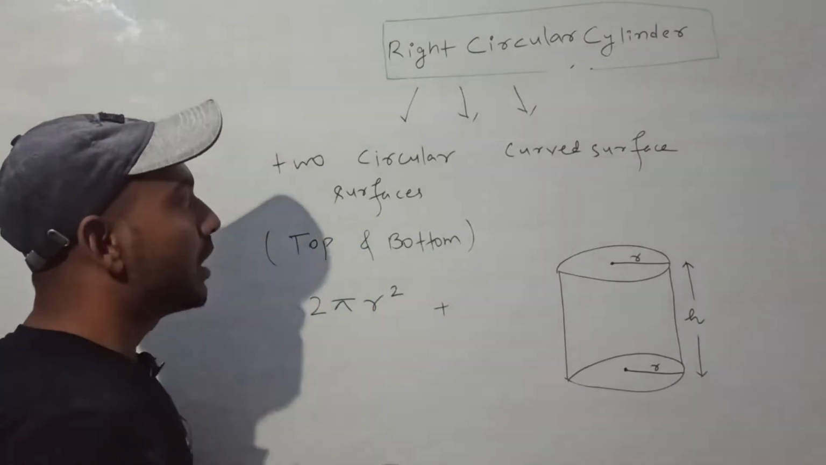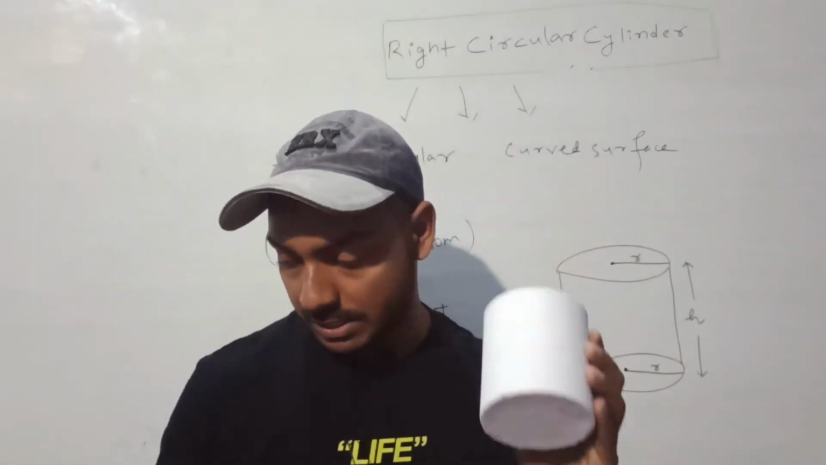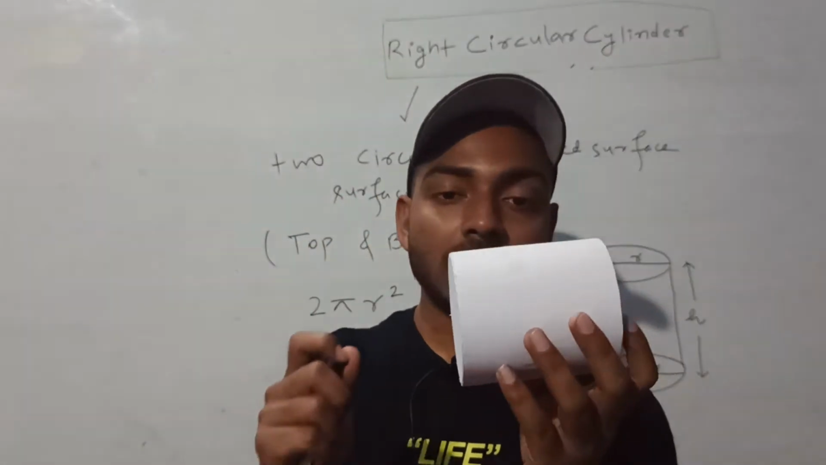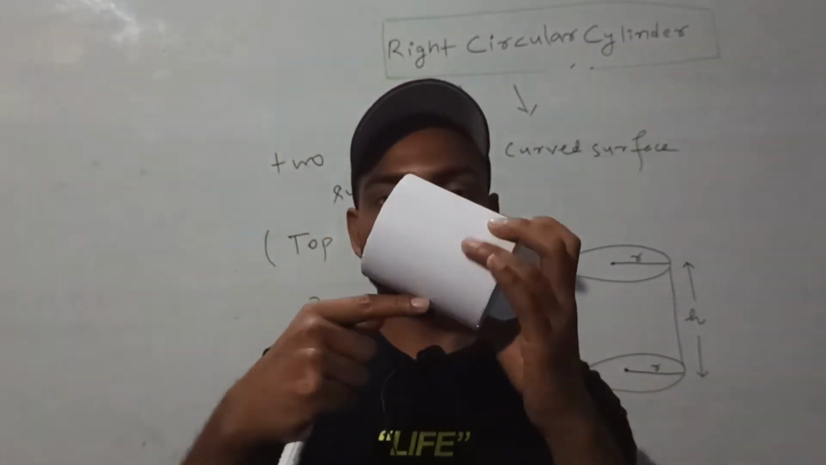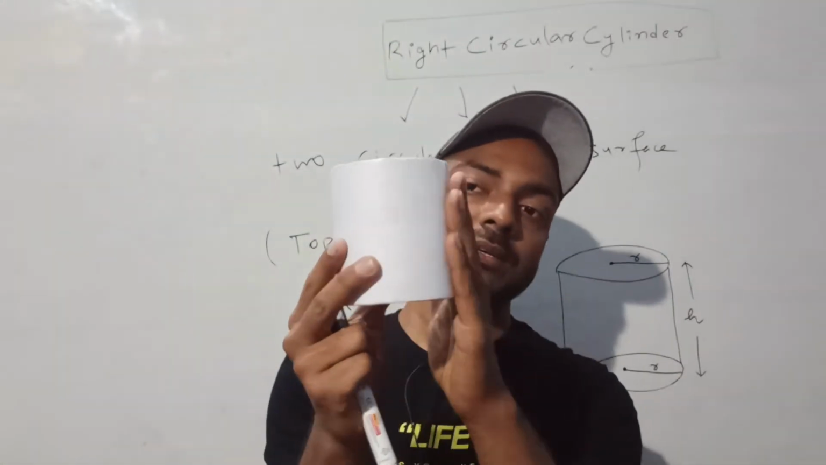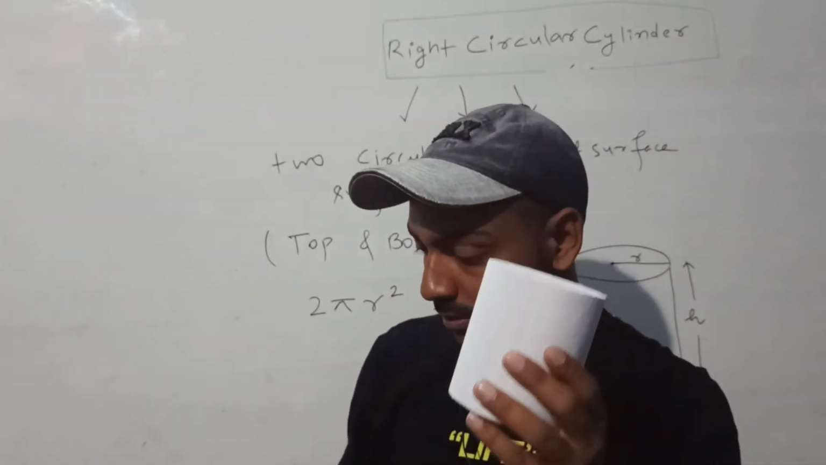Now what will we have to find? We will have to find only the curved surface area. And how will we calculate the area of this curved surface? The main challenge before us is to calculate the area of the curved surface of this cylinder.